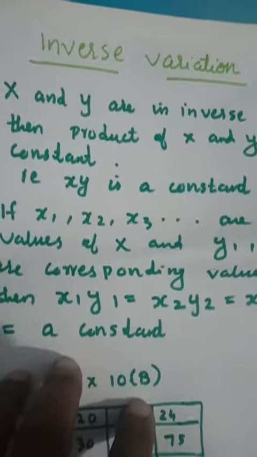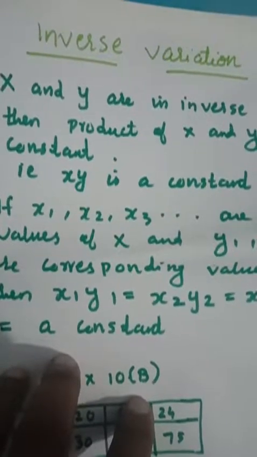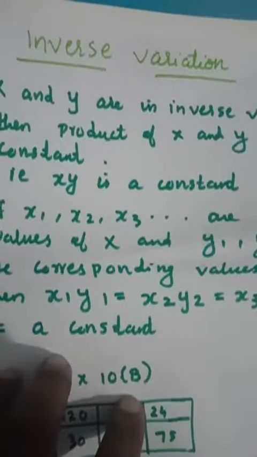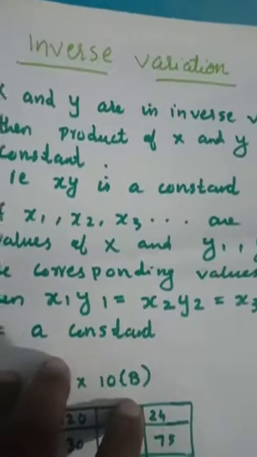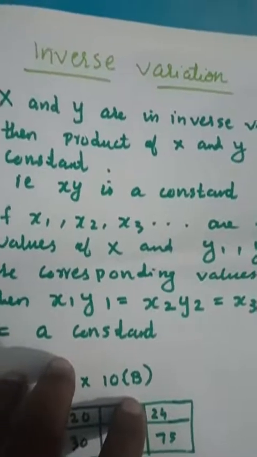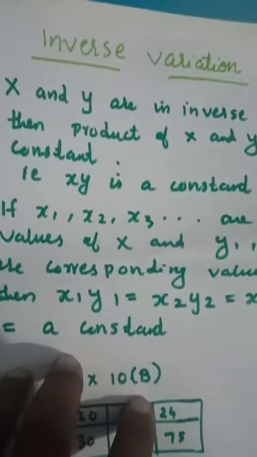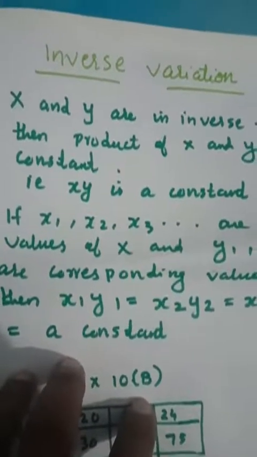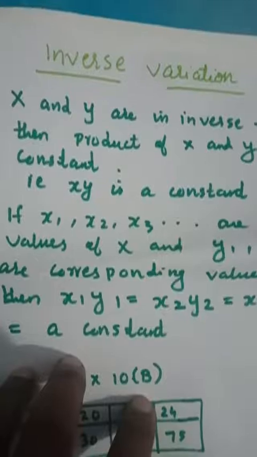Yesterday we discussed direct variation. What do you mean by direct variation? Direct variation means if one quantity is increasing, the other also increases, or if one quantity is decreasing, then the other also decreases. Now today we are going to learn inverse variation.